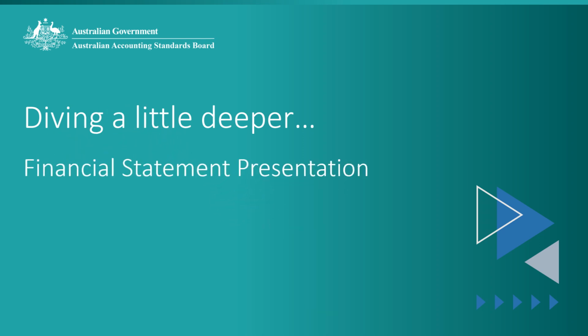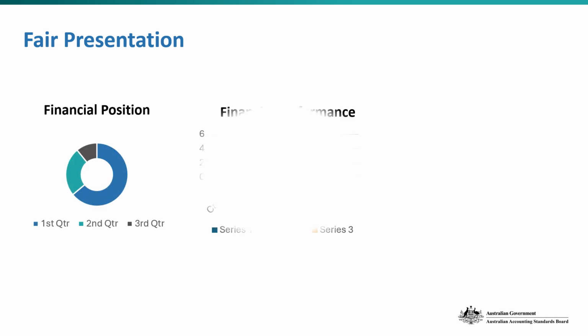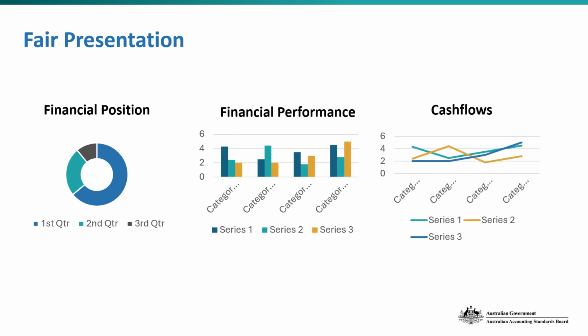Moving on now to look at financial statement presentation in the new Tier 3 standard. At the heart of financial statements is the concept of fair presentation. Financial statements must fairly present the entity's financial position, financial performance, and cash flows. This means faithfully representing transactions and events in line with the definitions of assets, liabilities, income, and expenses. When combined with the statements of changes in equity and accompanying notes, these form the complete set of financial statements required by the standard. There are also several fundamental principles that underpin presentation.